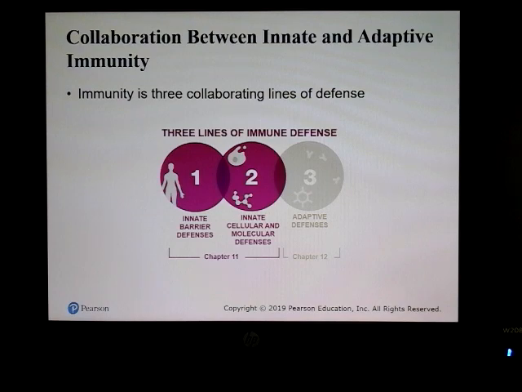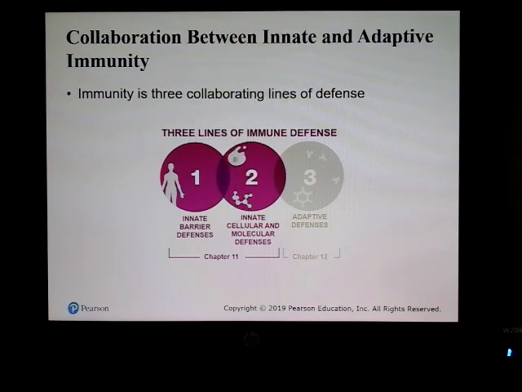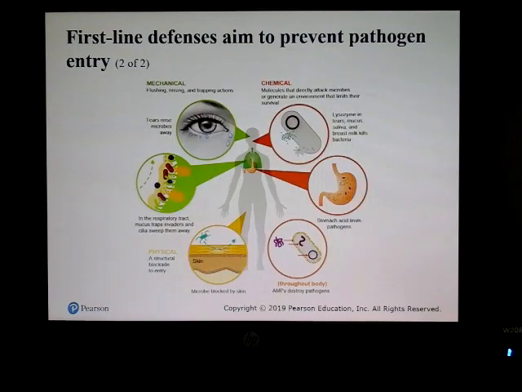So the next two chapters, 11 and 12, will deal with immunity, and today we're going to talk about innate barrier defenses and cellular and molecular defenses, and then in the next chapter we'll talk more about adaptive types of responses. So our first lines of defense basically try to prevent pathogens from entering, and these can be categorized as mechanical, chemical, and physical types of barriers.